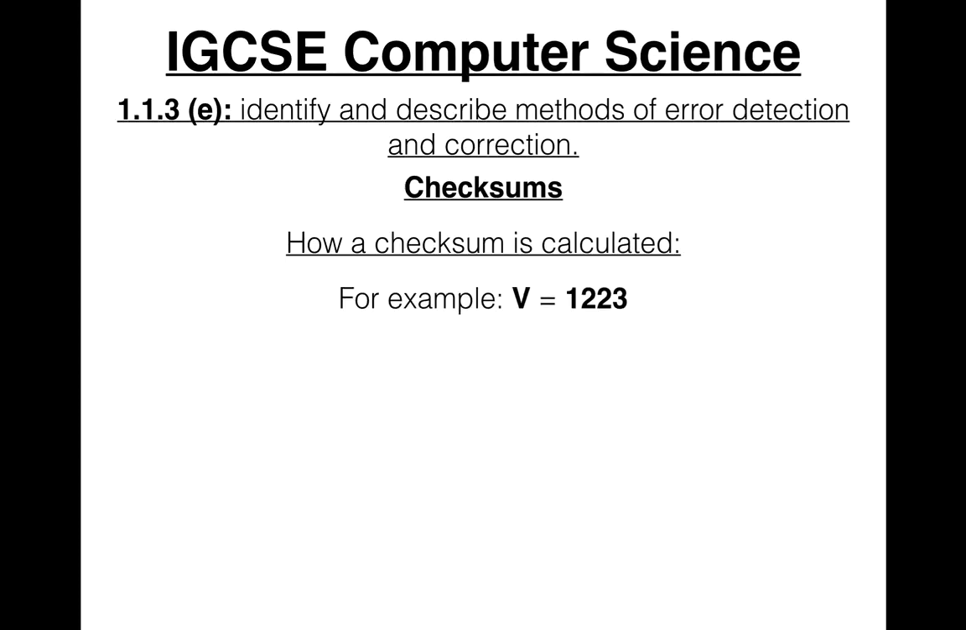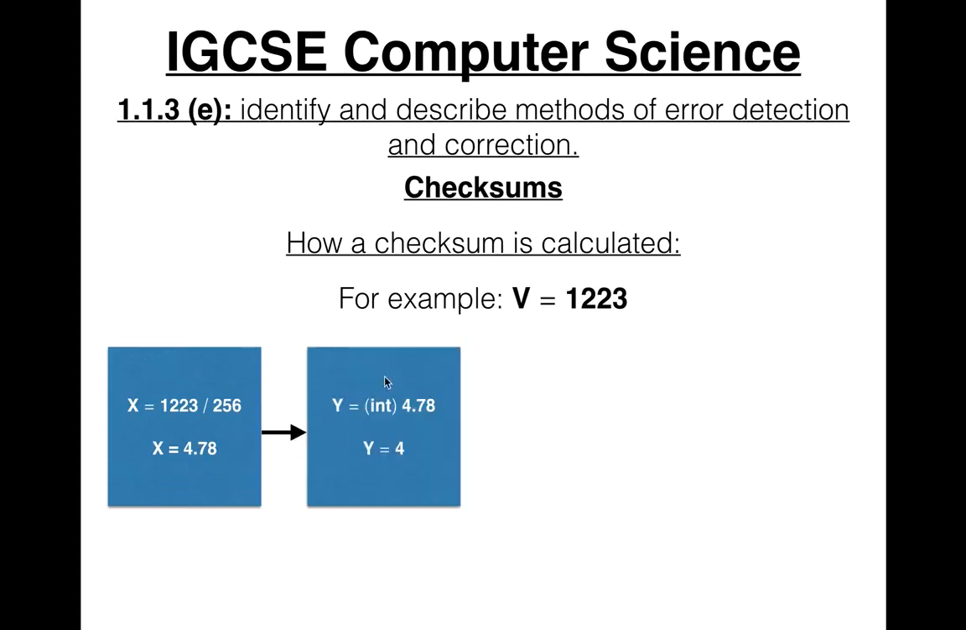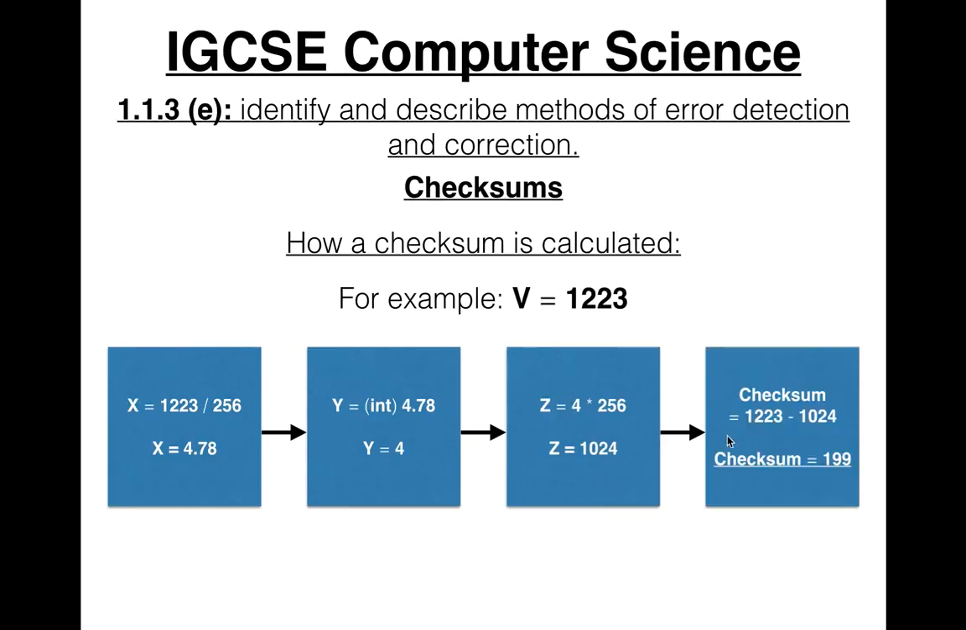So let's take a look at that with the number 1,223. So x is 1,223 over 256. That gives us 4.78. We round it down to get 4, so we get rid of this. Then we calculate z, which is 4 times 256, and that gives us 1,024. And the checksum is 1,223, which is the original value, minus 1,024, which gives us 199. And as you notice, that's under 255.